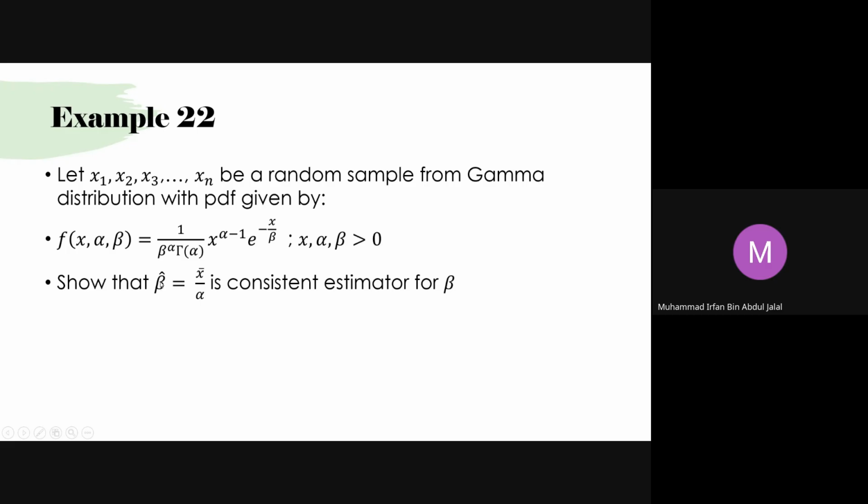We call it beta hat, the estimator for beta, which is x bar divided by alpha, and it is a consistent estimator for beta. So we need to show this.